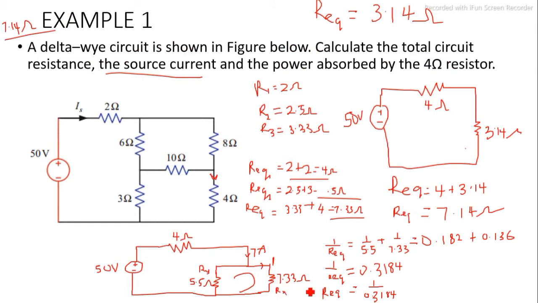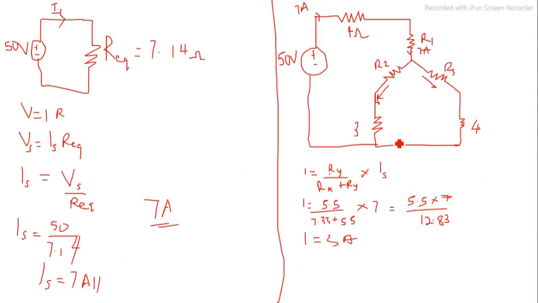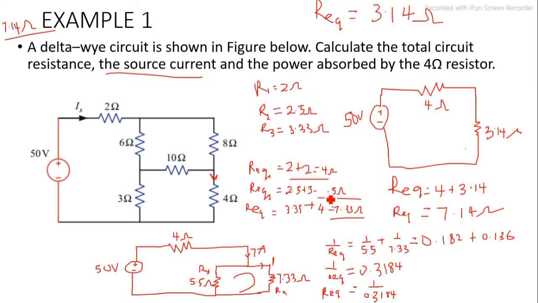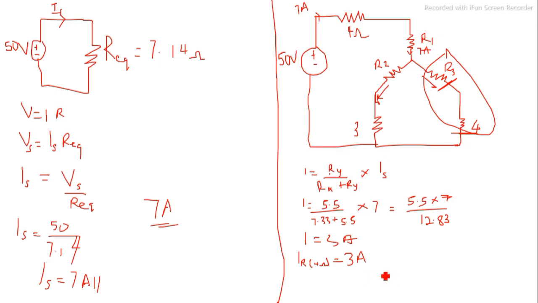Note that this is a combination of 2 resistors. And what were those 2 resistors? These 2 resistors gave us that 7.33. Since these two are in series, the same current flowing in this will flow in this. So the current in the 4 ohm resistor is 3 amps, sorry. The current flowing in this 4 ohm resistor is 3 amps.